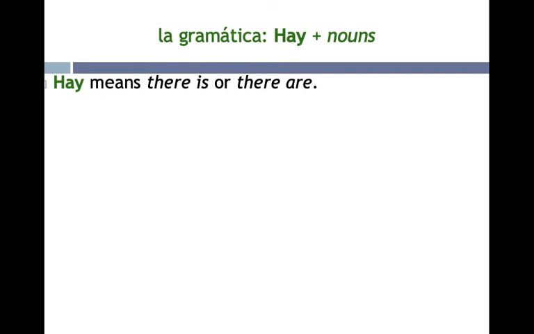Bueno, let's talk a little bit about how we use el verbo hay. Hay means there is or there are. Por ejemplo, hay un libro. There is a book. Hay unos libros. There are some books.